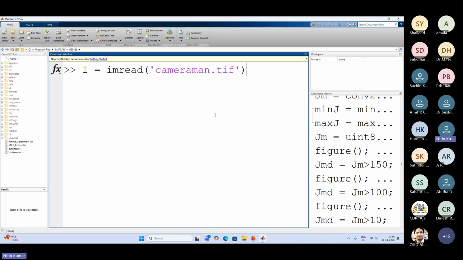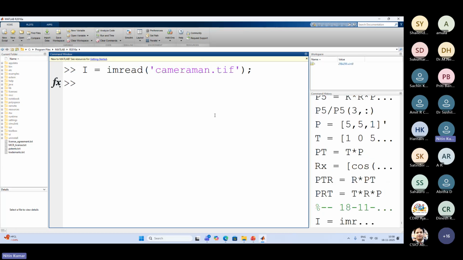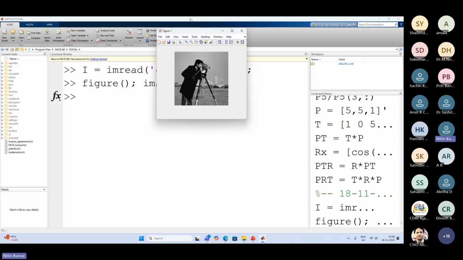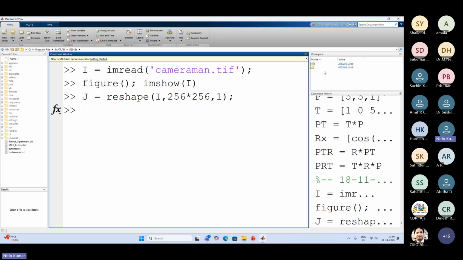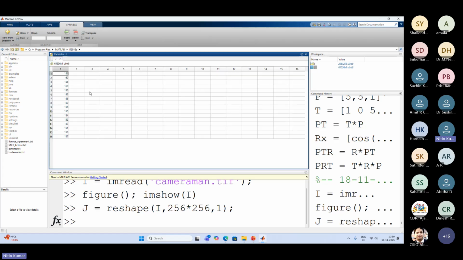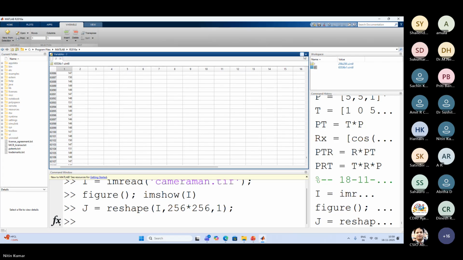So I just take a very popular image here, cameraman. You can take any image depending upon the domain on which you are working. So I is the image. I just show this. So you can see this image, everyone. Now what I do, I can convert this image into 1D. So J is equal to reshape I, with size 256 into 256 by 1, because the size of this image is 256 by 256 by 1. So J is a column vector now, 65,536 long. All the intensities of this image have been organized into a single vector here.